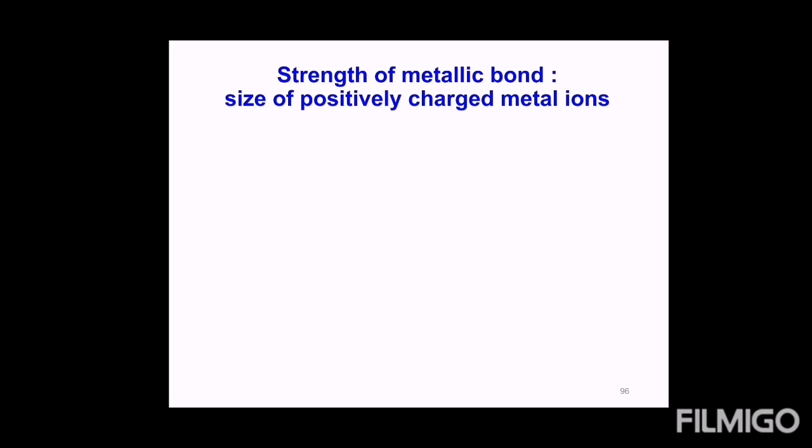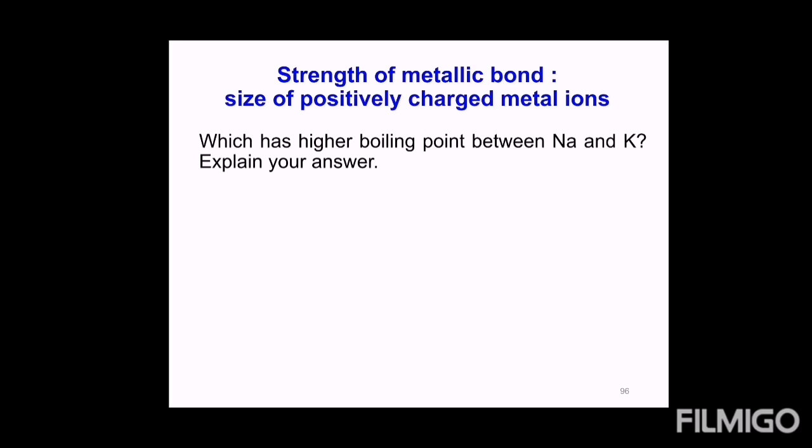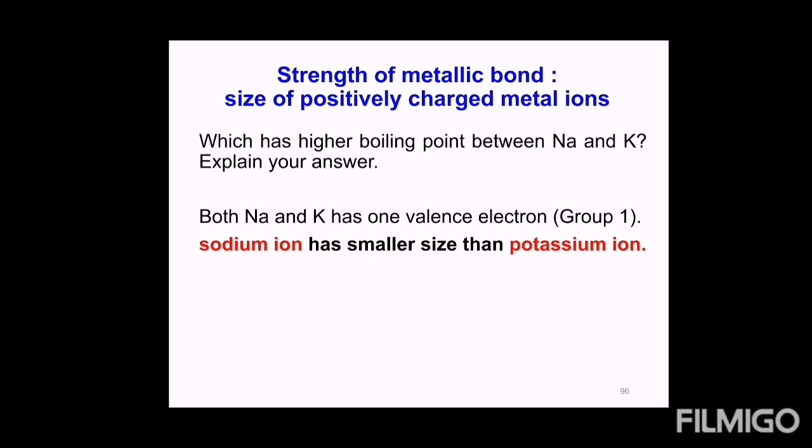And then, for the strength of metallic bond and size of positively charged metal ion, which has a higher boiling point between sodium and potassium? Explain your answer. This is the example for the same group but different period. Sodium is in period number 3, meanwhile potassium is in period number 4. Both sodium and potassium have 1 valence electron. Why? Because they are group number 1, right?